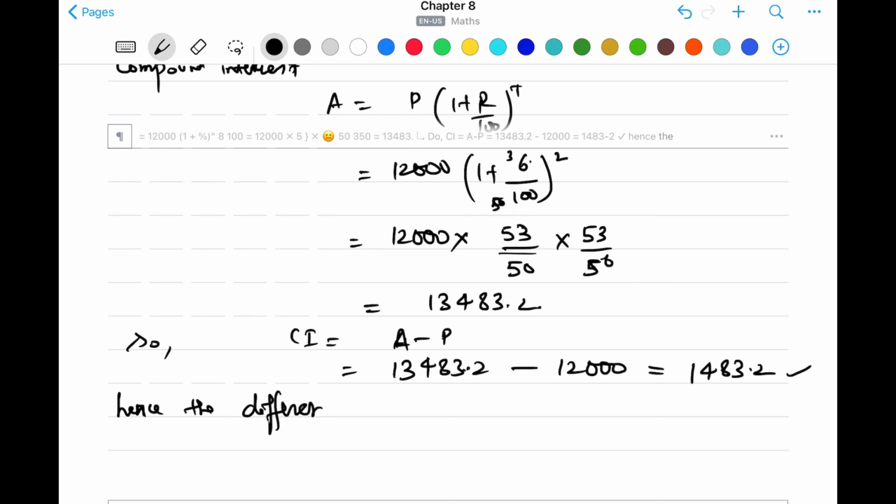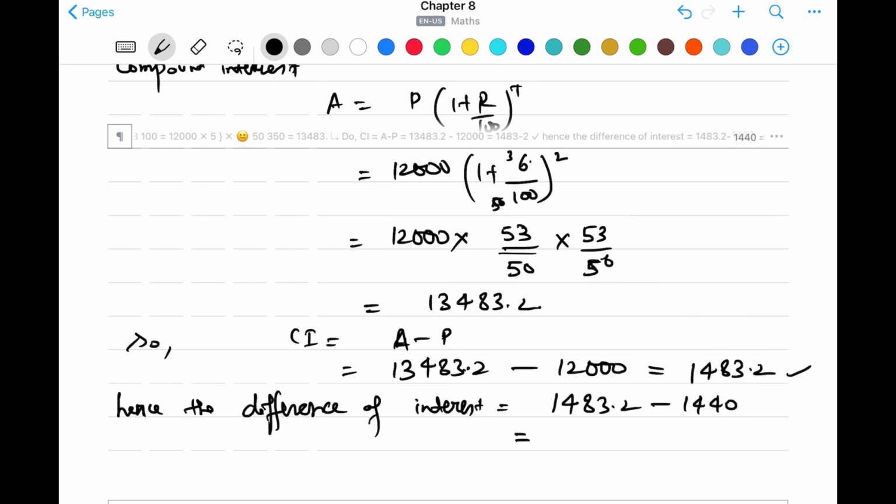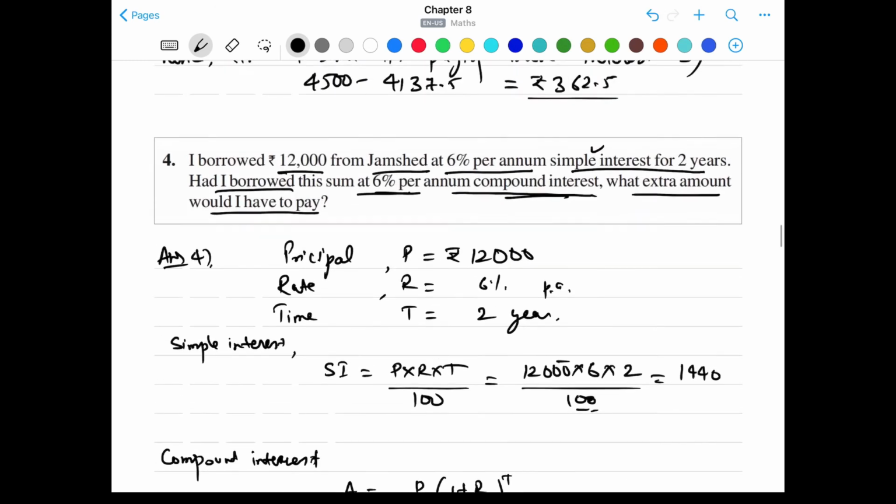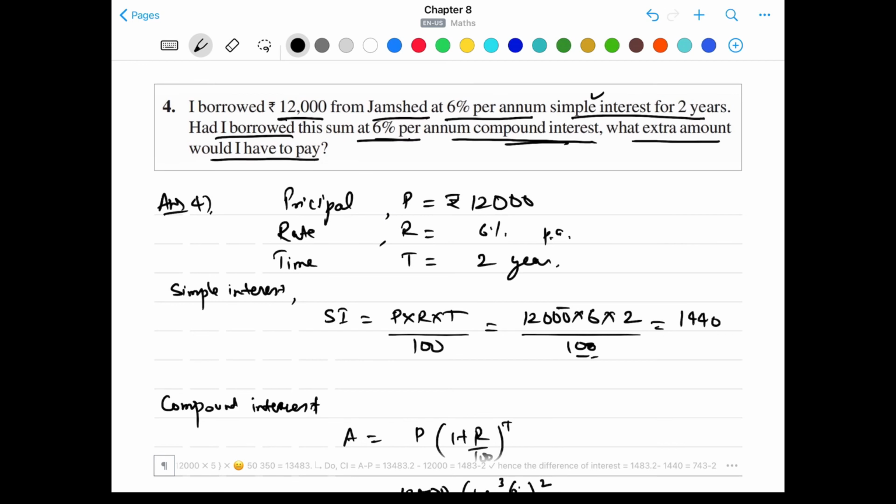Hence, the difference of interest is equal to 1,483.2 minus 1,440, and the result is 43.2. So I have to pay 43.2 rupees extra if the amount is borrowed on compound interest. Okay, so that's the answer of question number 4. So we have done the first 4 questions of exercise 8.3. We will do the remaining questions in the next session of this exercise. Okay, so that's all for now. Thanks for joining here, everyone.